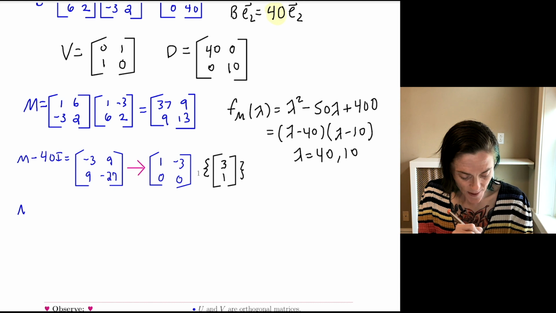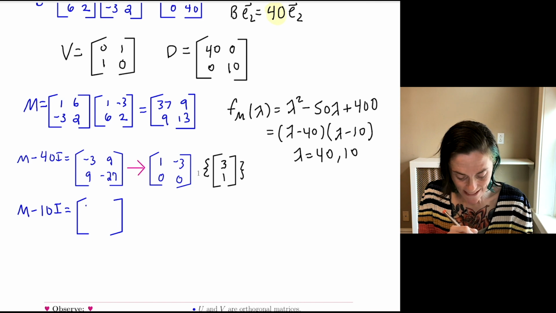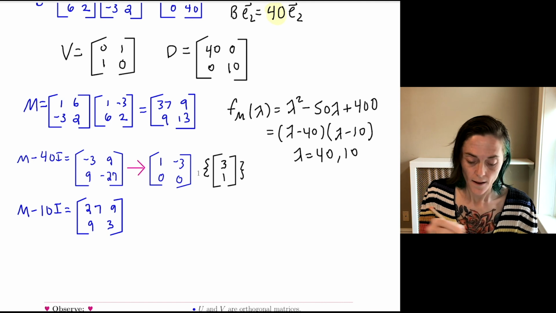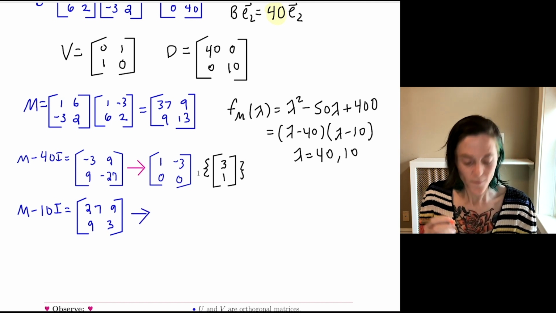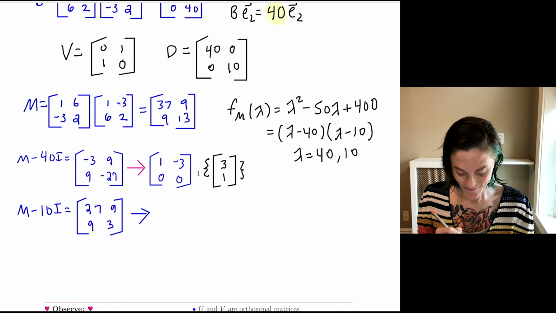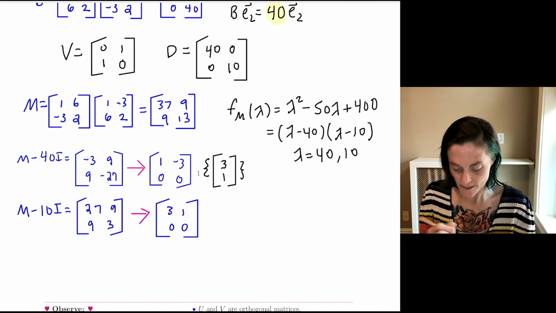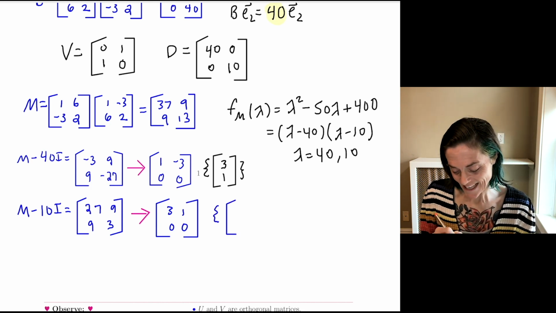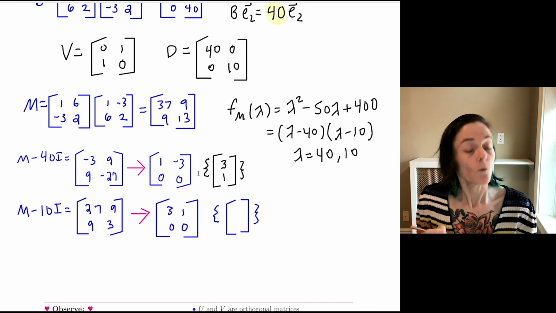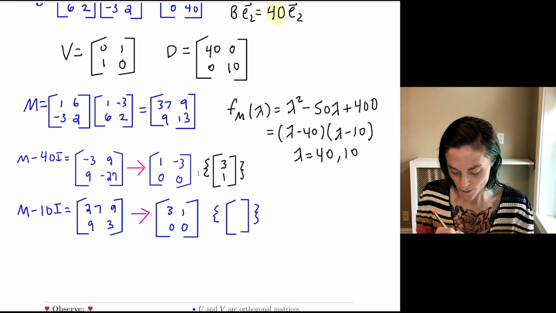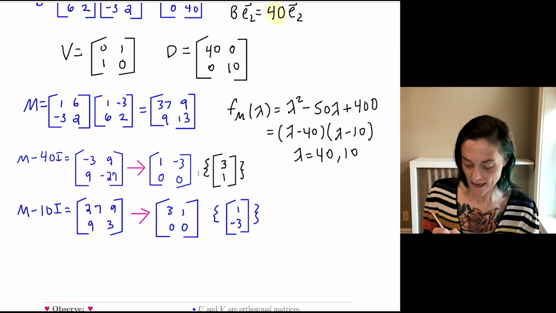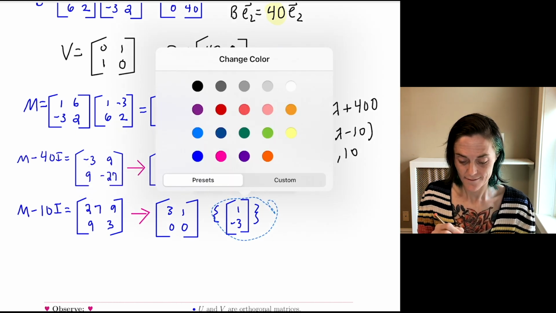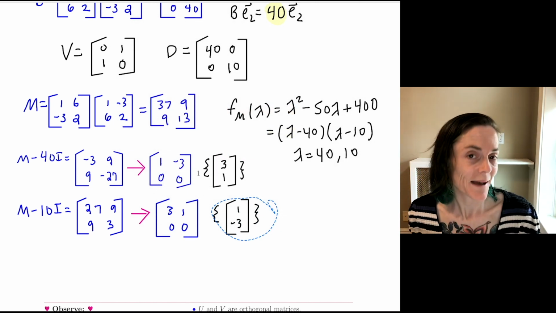Now let's take M minus 10I. What do we get? Well, we have 27, 9, 9, 3. We can just see, in this case, I'll go into row echelon form. We have 3, 1, 0, 0. And so a basis for this eigenspace, once again, not yet unit. We can take, say, minus 1, 3. You can check this vector is definitely in the kernel of M minus 10I.